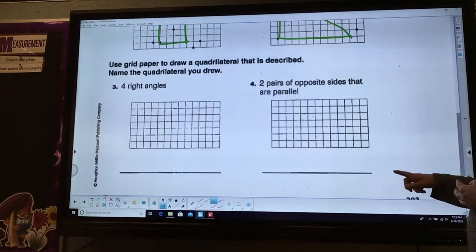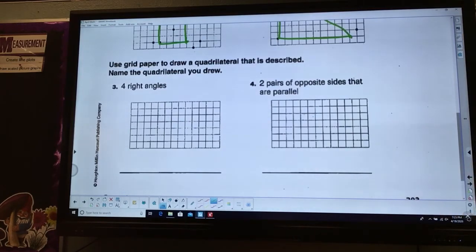On number 4, you need to have 2 pairs of opposite sides that are parallel. Now, it doesn't say anything about right angles, does it? So in that case, it could be a square, it could be a rectangle, or it could be a rhombus.